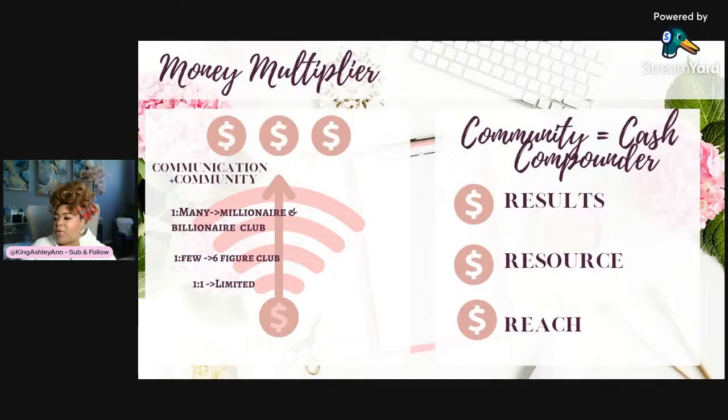All right. So what you're looking at, this little graph, the one to the left, this is called the money multiplier. Okay. Everybody say money in the chat. Money, money, money. Now, our goal is for whatever money comes in, we want to figure out how we multiply this money.